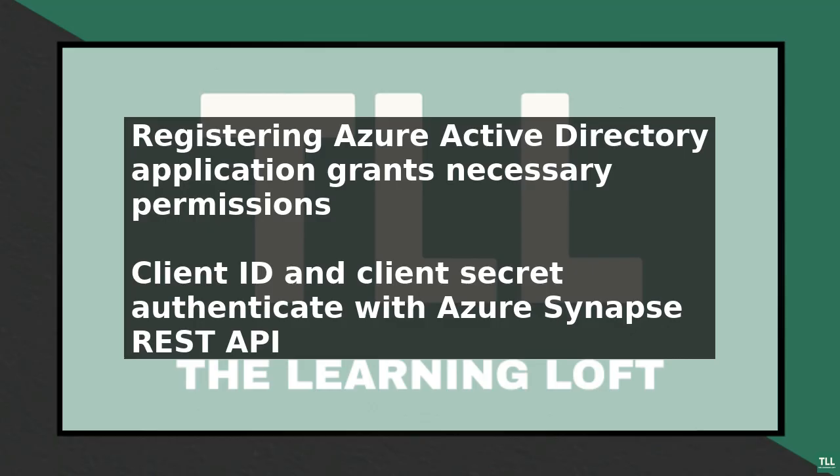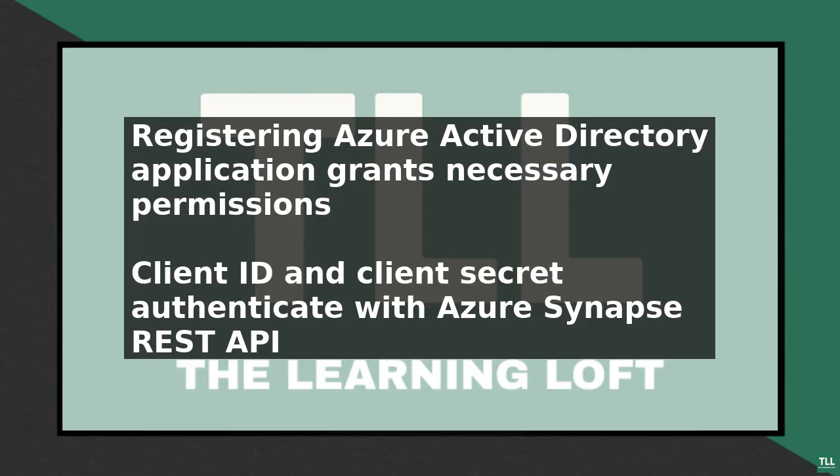Next, you need to choose the right API endpoint for your task. Azure Synapse REST API provides a range of endpoints for different tasks, such as creating and managing databases, executing queries, and managing users and roles. For example, to create a new database, you would use the database's endpoint.